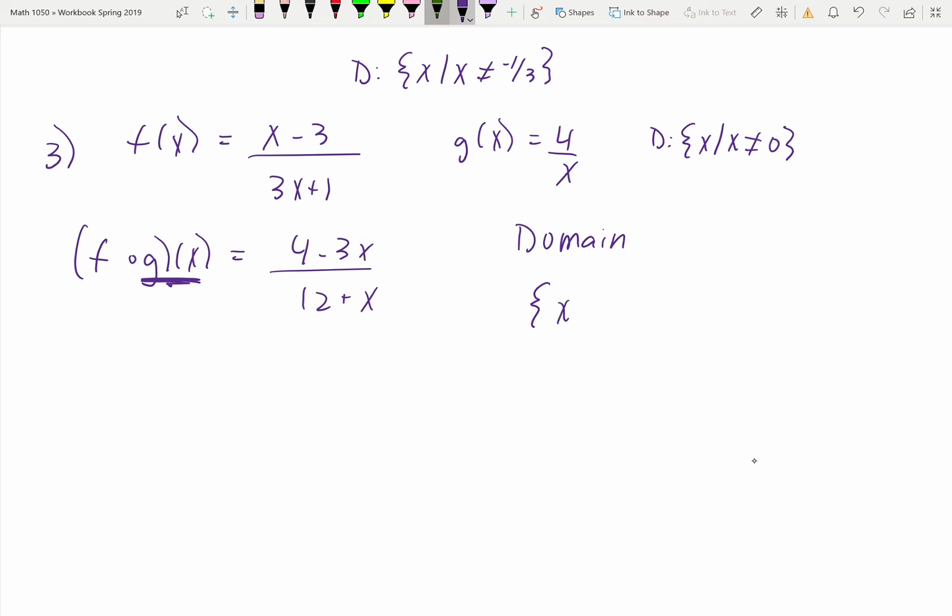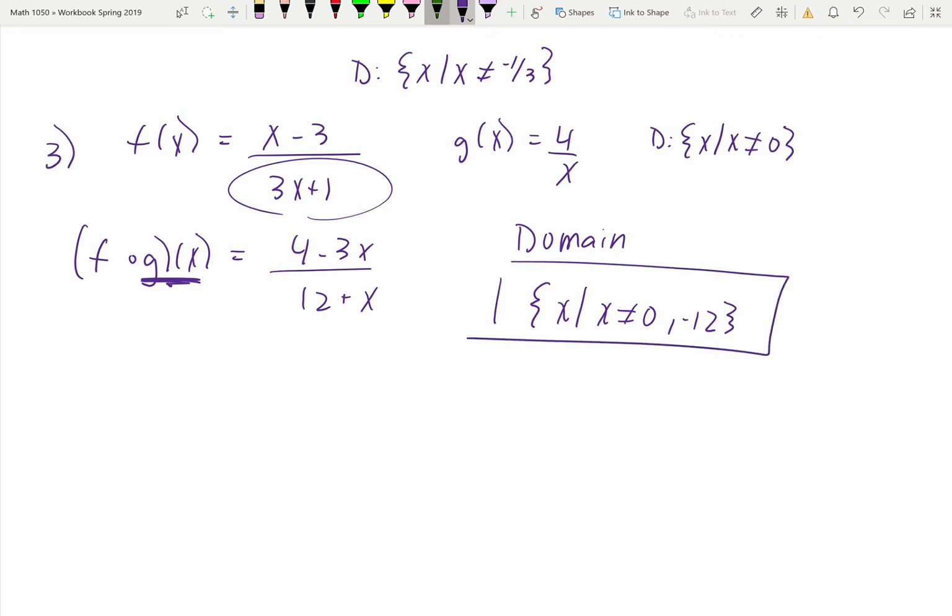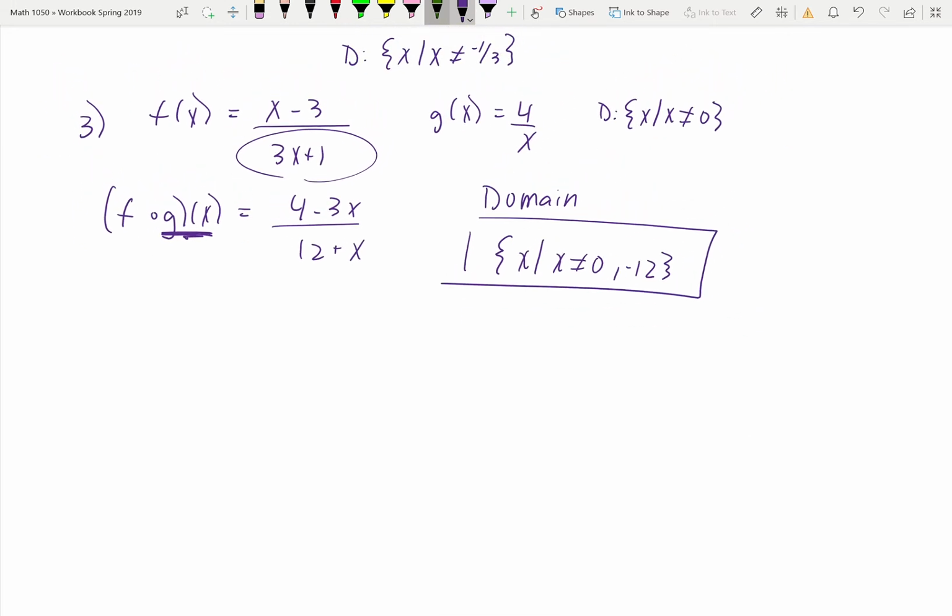So you've got a restriction that x cannot be equal to 0. And then you look at what comes out, that would be your answer, and that gives you x cannot be equal to negative 12. This 3x plus 1 is not a restriction. X cannot be equal to negative 1/3 is not a restriction. I'll show you why, okay? You don't have to do any of what I'm about to show you.